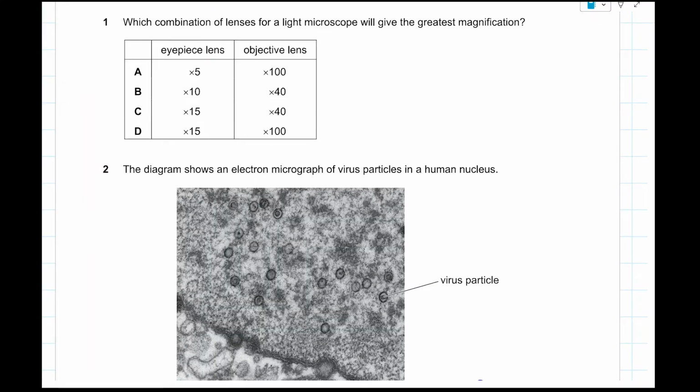Question number 1. Which combination of lenses for a light microscope will give the greatest magnification? The combination which will give the greatest magnification is the highest number when you multiply both the eyepiece lens with the objective lens magnification. In this case, the answer is going to be D.